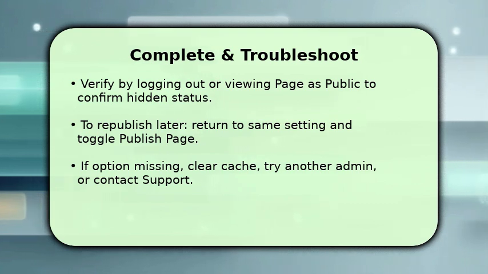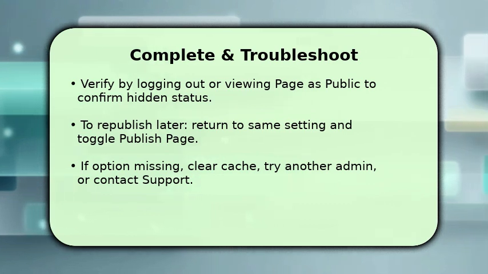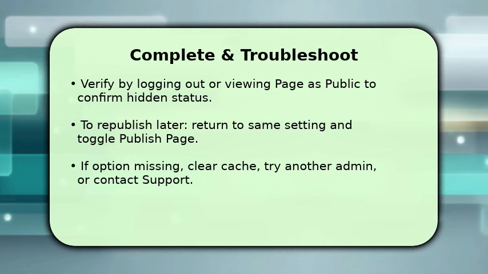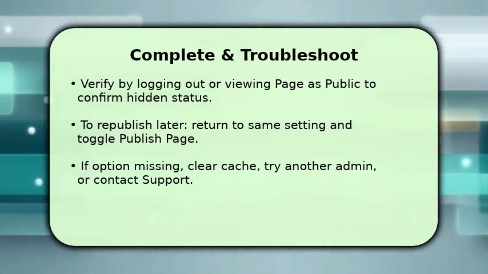If you don't see the Unpublish option, clear your browser cache, try a different admin account, or use the Facebook mobile app. Sometimes interface differences hide the control. If problems persist, submit a support request with a screenshot to expedite resolution.